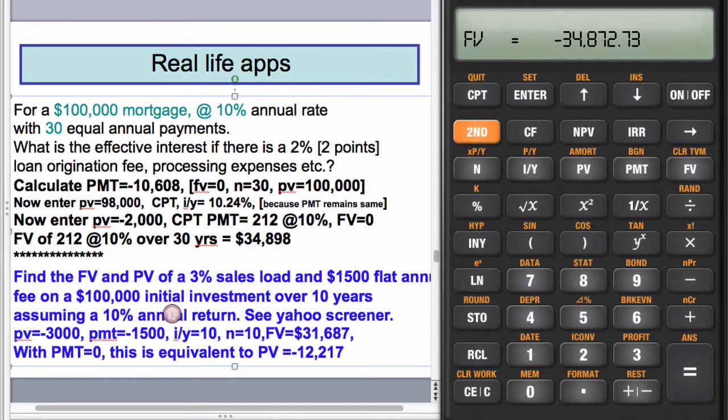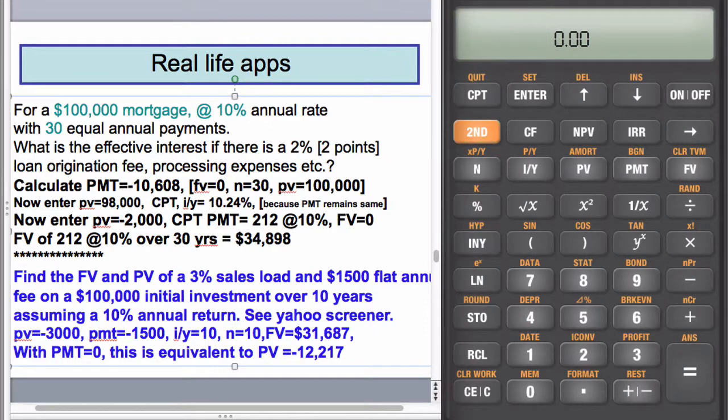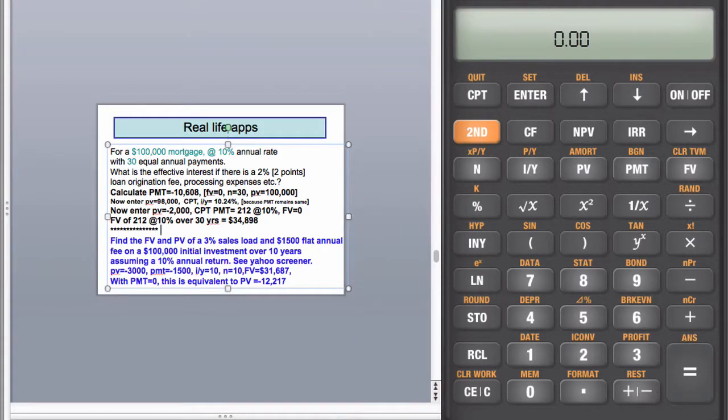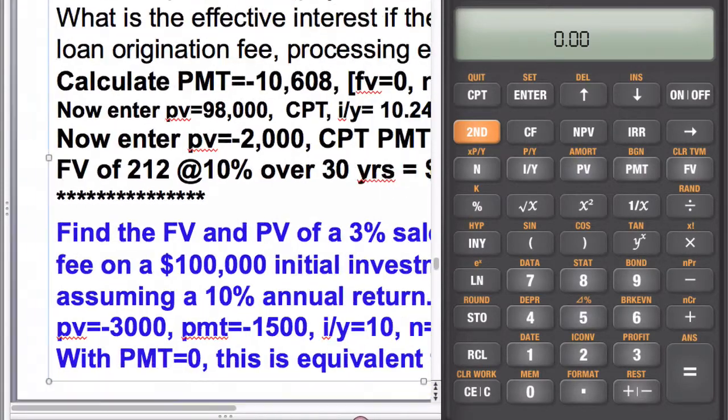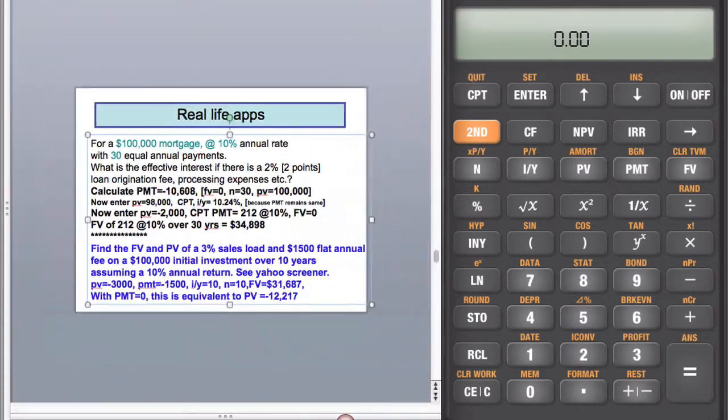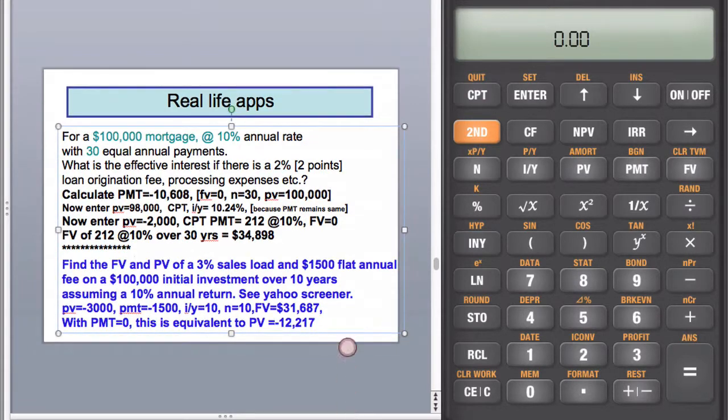This year, the second problem is actually my favorite one, and it's actually happening to almost everyone. This is basically what happens when you invest, let's say, in a mutual fund, which has a front end sales load, which is basically 3% commission, and a $1,500 flat annual fee.